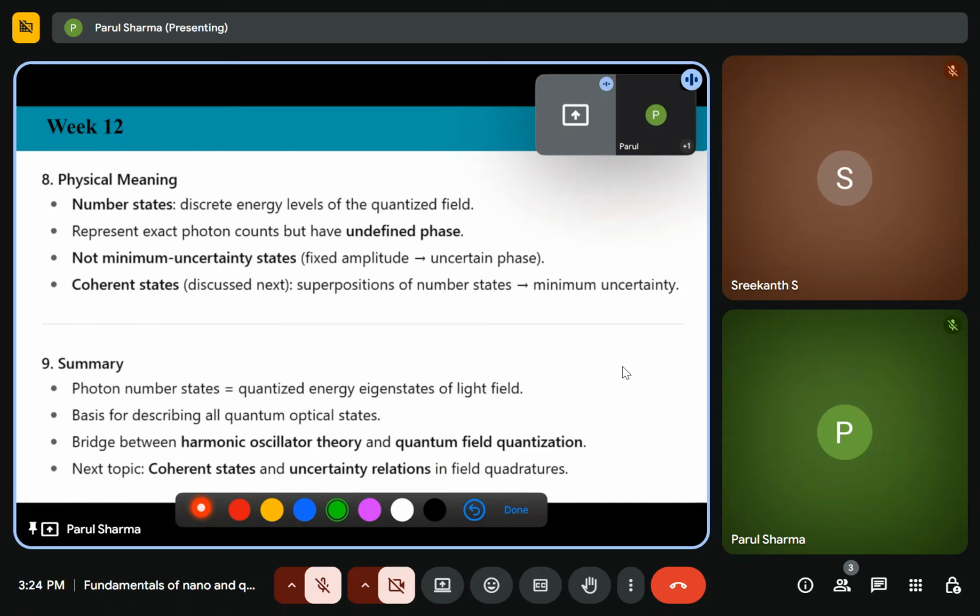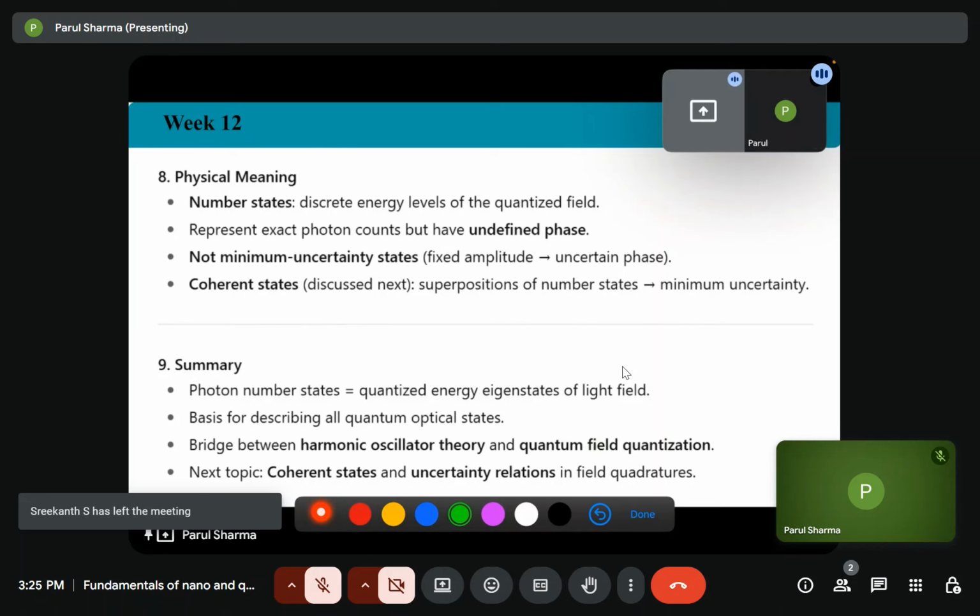And we saw in the previous classes that the photon number state doesn't represent the minimum uncertainty state, that is, fixed amplitude and uncertain phase. So coherent states, which we will discuss next, are the superposition of number states and will give us the minimum uncertainty.